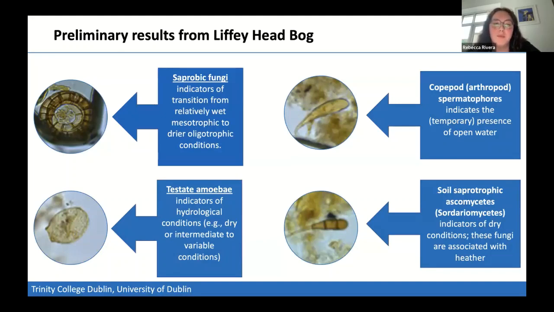So we found saprotrophic fungi, and typically this indicates a transition from a relatively wet mesotrophic peatland to drier conditions. We have testate amoebae, which are typical indicators of hydrological conditions. Some species of amoebae will indicate drier conditions and others will indicate wetter conditions. We have coprophilous spores, which indicate a temporary presence of open water. And we have soil ascomycetes, which are typically associated with heather and are indicators of dry conditions. This is a taste of what we've found so far, and we're hoping to find similar things from Clara Bog.